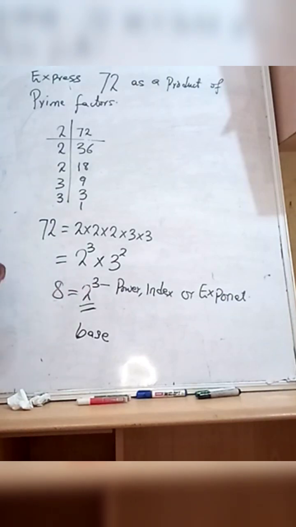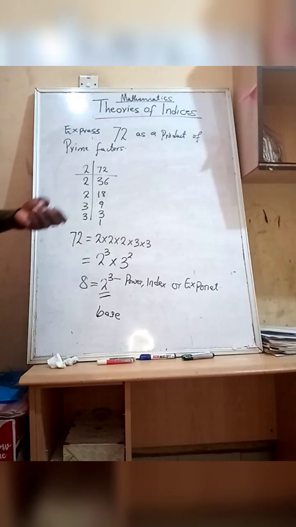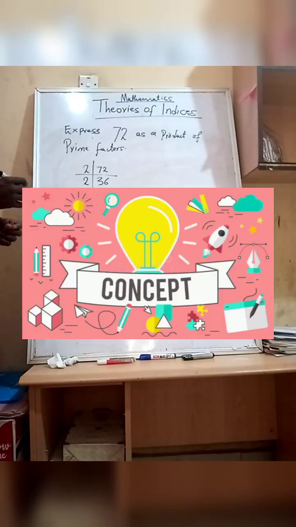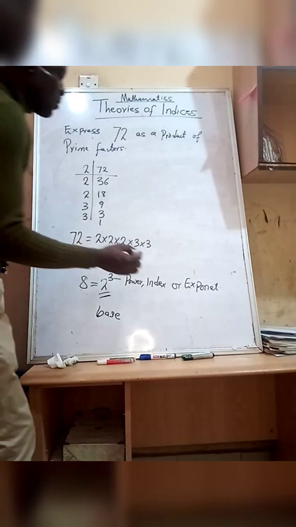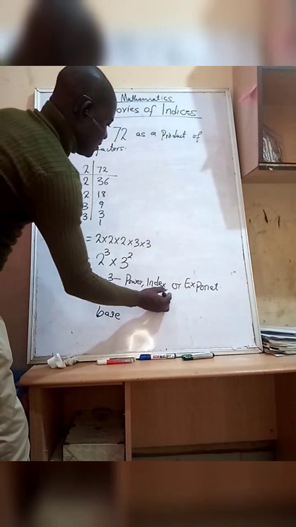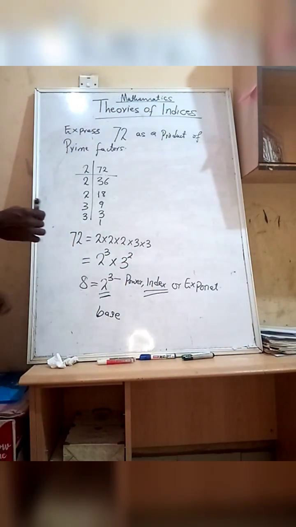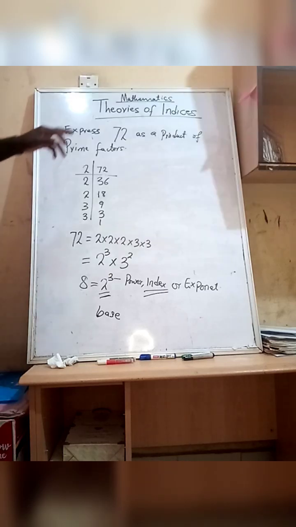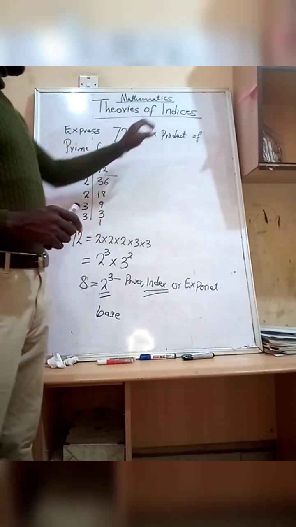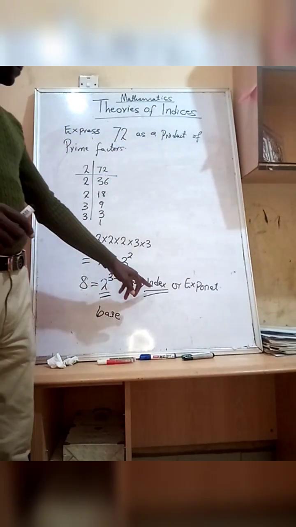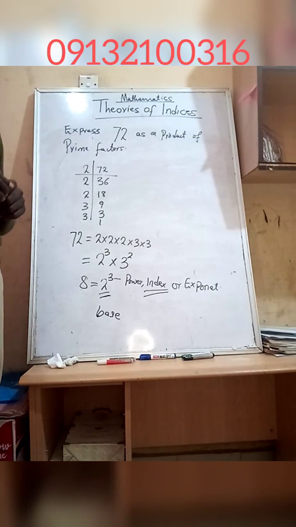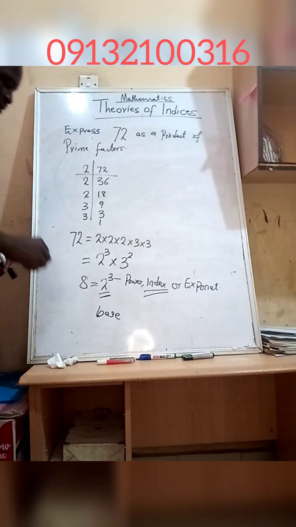As you can see, 8 is 2 times 2 times 2. So 8 is now in index form when written as 2 raised to the power 3. The concept of indices is derived from this term, index. The plural of index is indices. And these theories revolve around 2 or more indices. So this is what we have.